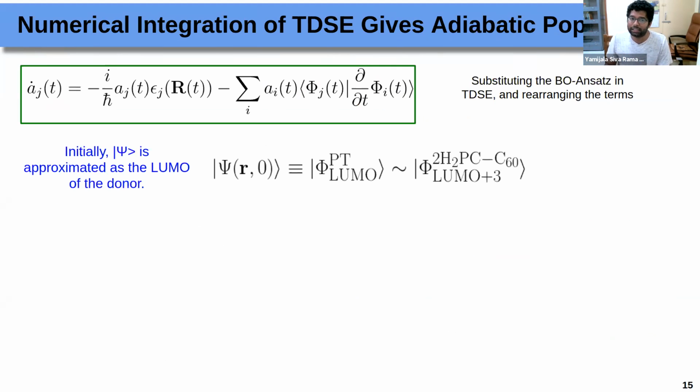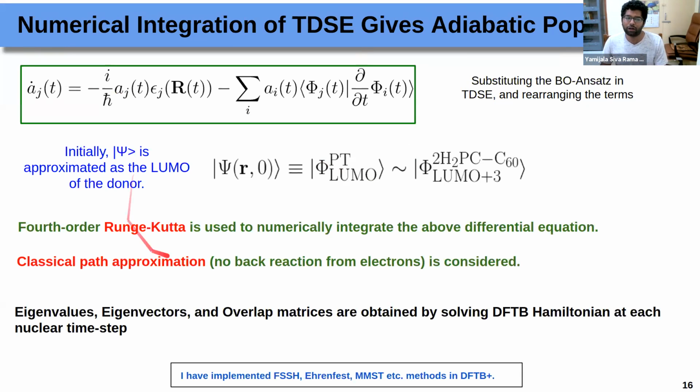And since this is a differential equation, we need an initial condition. Here, the initial condition we consider is the LUMO of the donor. So the electron donating molecule's LUMO is considered as the initial wave function, and then we integrated the differential equation using the fourth order Runge-Kutta method. We are also under the classical path approximation, which essentially means that the back reaction of the electrons will not be there. And as mentioned earlier, these eigenvalues, eigenvectors, etc. were solved using the normal DFTB Hamiltonian.